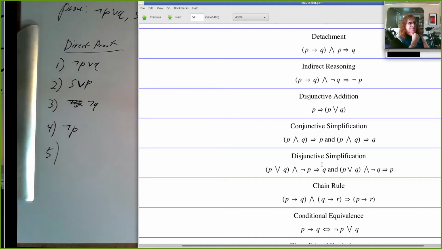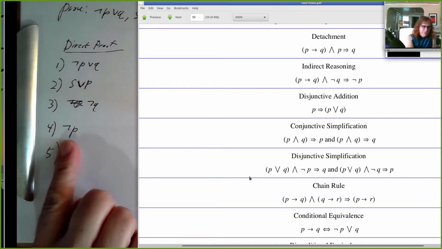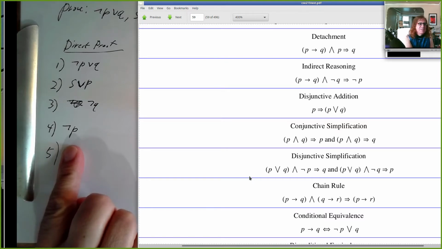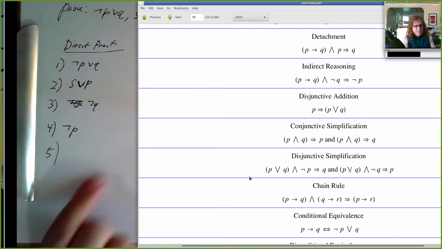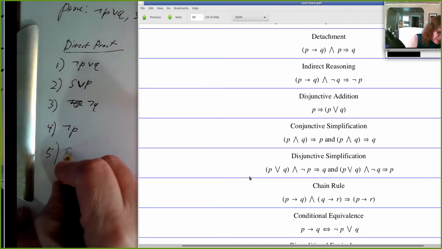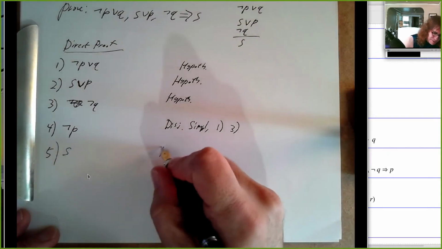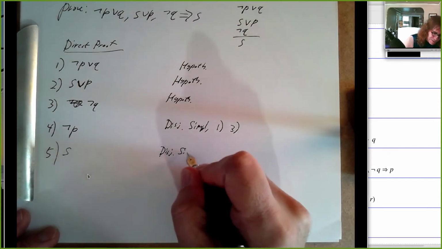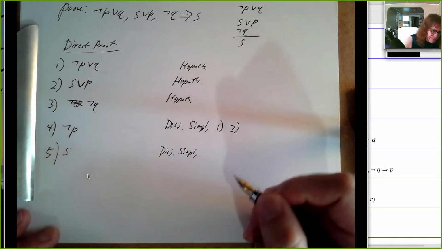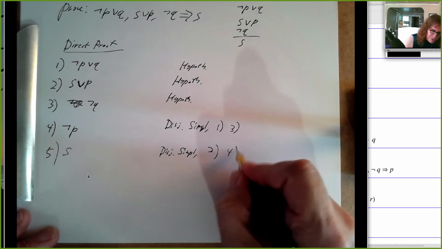Another disjunctive simplification. In particular, we know that S or P is true, and we know P is false. That's a perfect setup for disjunctive simplification right here. So S or P is true and P is false, S must be true. The reason? Disjunctive simplification, and that's 2 taken together with 4.